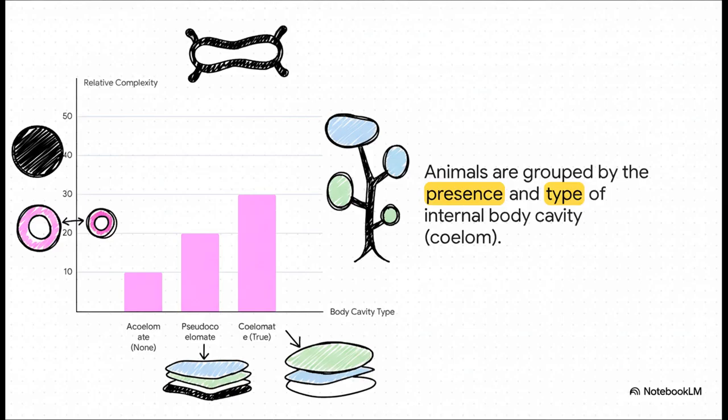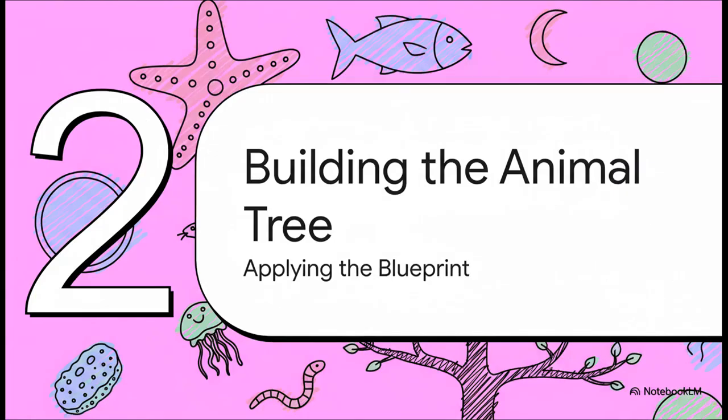And finally, you have animals like us, the coelomates. We have a true body cavity, totally surrounded by mesoderm, which allows for the most complex guts and organs. Okay, so we've got our four key architectural questions: organization, symmetry, germ layers, and the coelom. Now let's see how biologists actually use this blueprint to build the family tree for the entire animal kingdom.